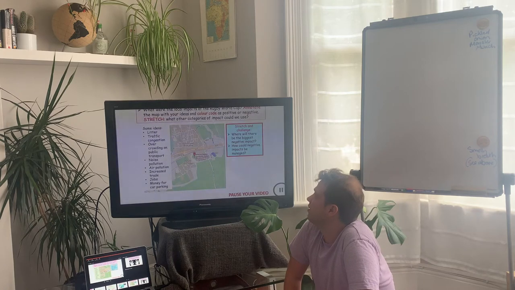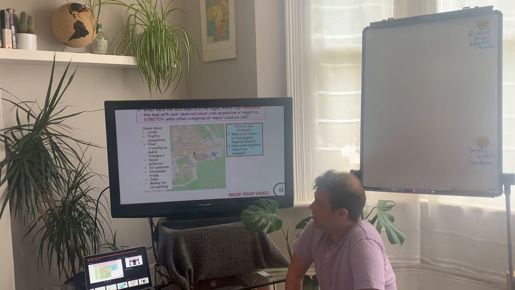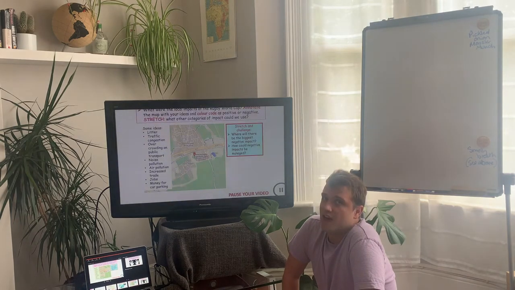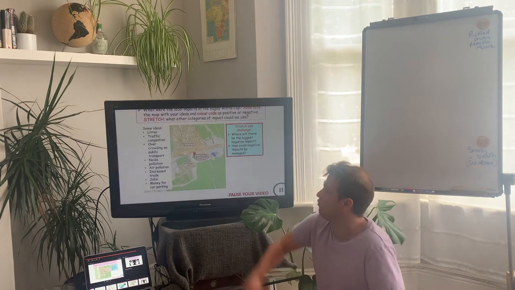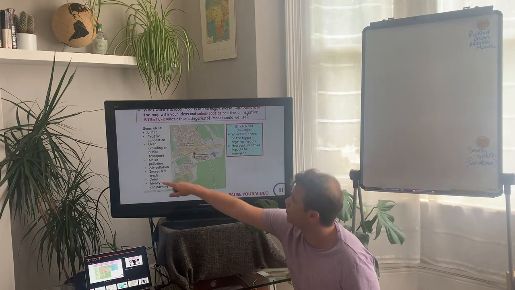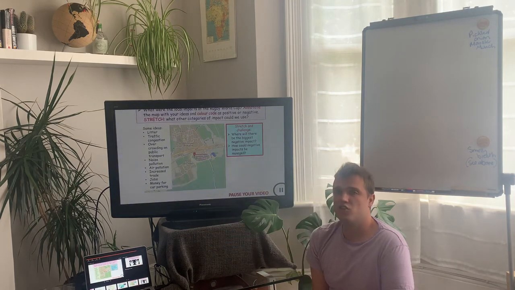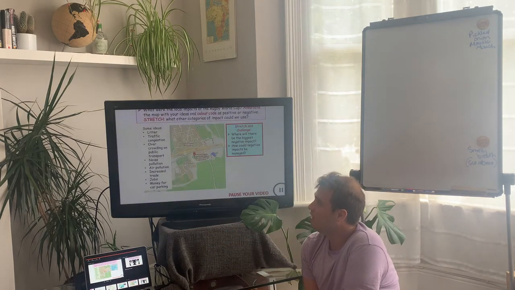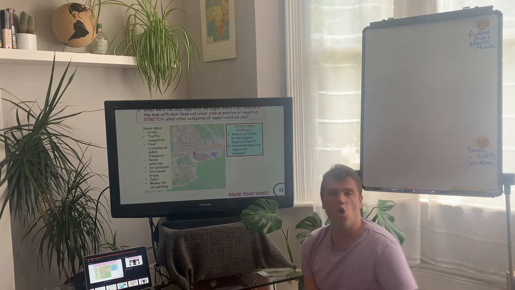But obviously you're all going to just copy those down and probably ignore this, but I want you to have a think. What extra things can you see on this map that might have benefited or been a negative impact because of where the Amex is? So obviously we've got this road. When you're writing out these ideas, you can add a bit more context to it. So traffic congestion on the A27.